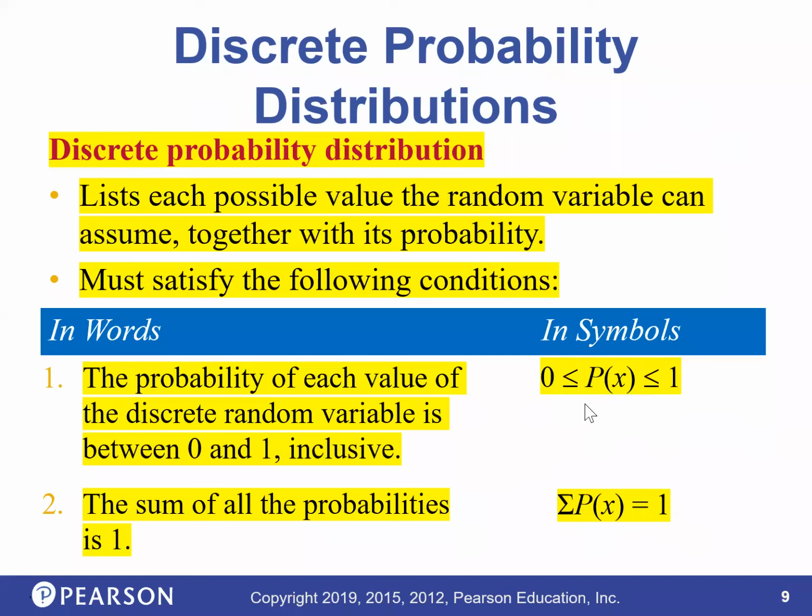And so for probability, that word inclusive means you can have the 0 as a probability, you can have the 1 as a probability. That's no problem there. Okay, the sum has to equal that.